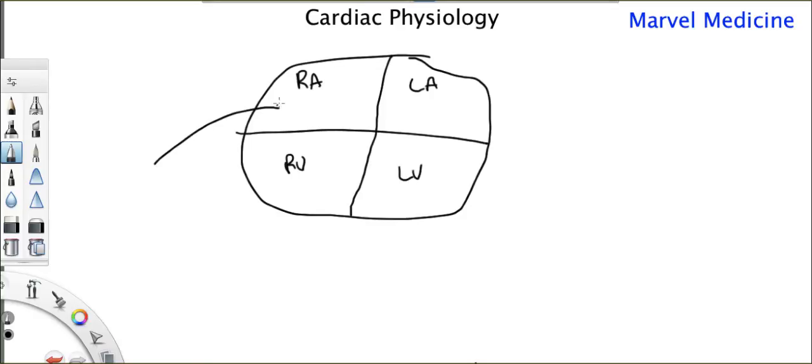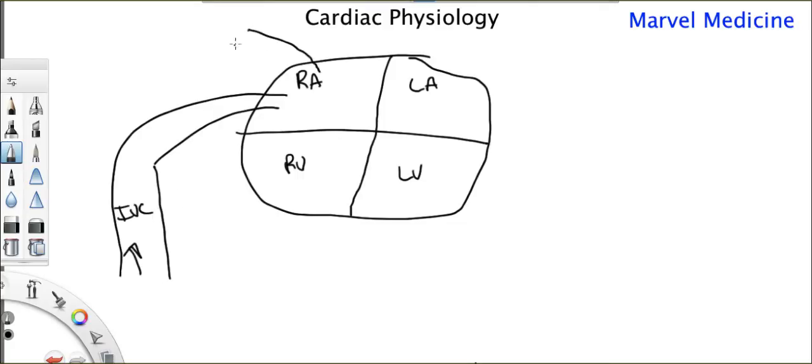What drains into the right atrium? We have our inferior vena cava here, right? Which brings blood from all of our lower extremities up here, okay? Now, what drains blood up top here, brings blood to the right atrium, is the SVC, superior vena cava, which brings blood from the subclavian veins, all from our upper extremities, right? It all comes here into the right atrium.